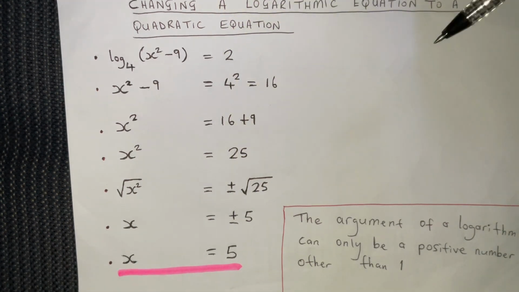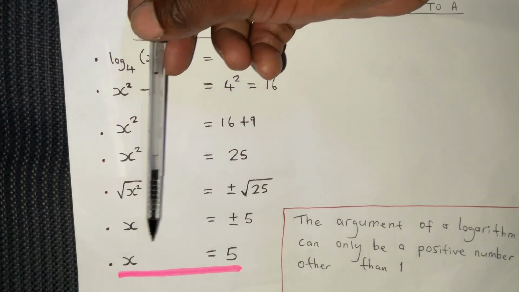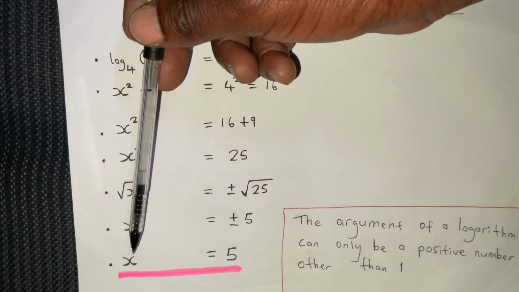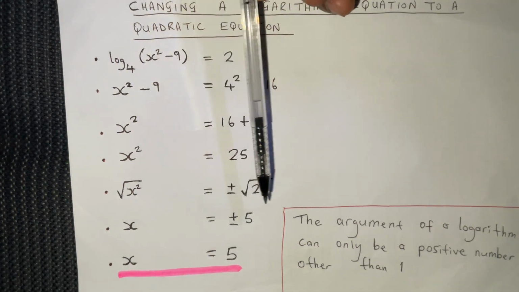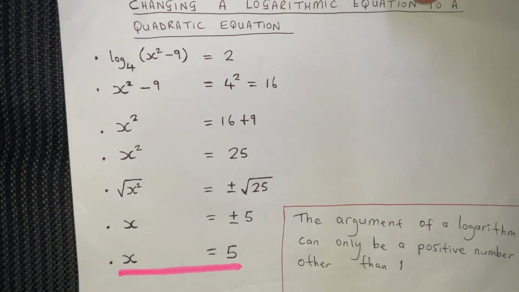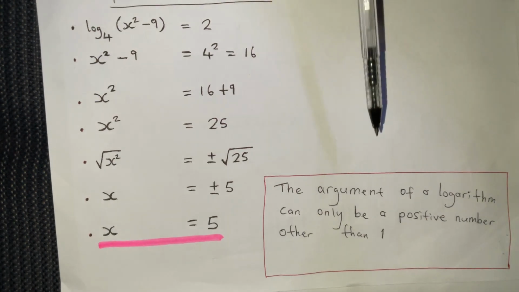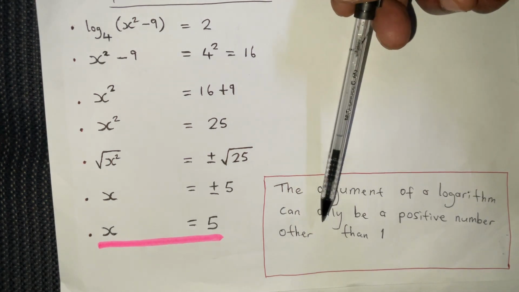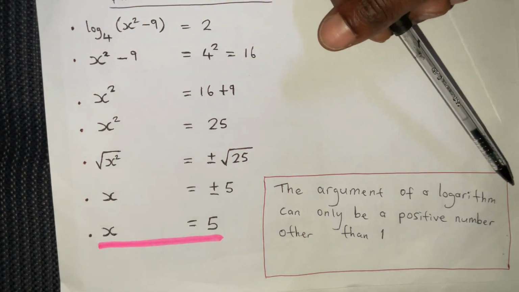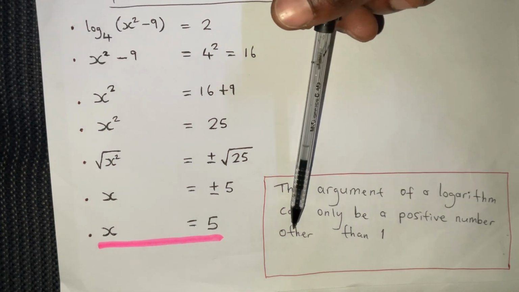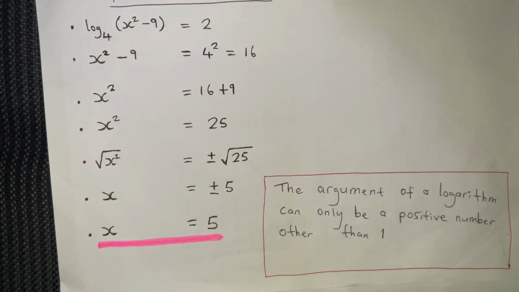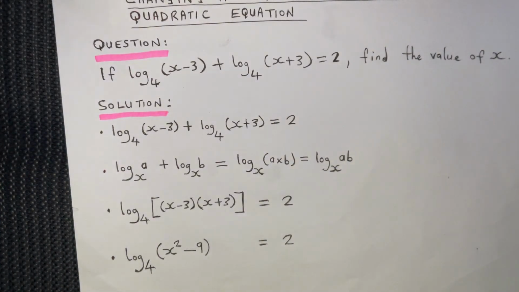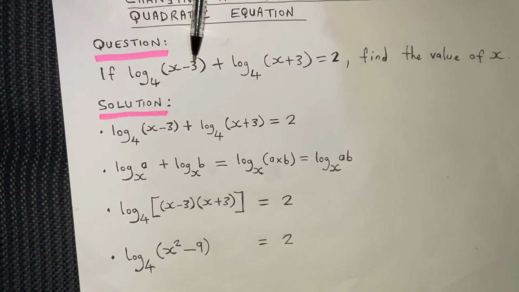But we don't have negative logarithms. So our final answer will be x, I'll take the positive solution. X equals 5. Why? Because as stated here, the argument of a logarithm can only be a positive number other than 1. So I take the positive solution. Okay, if we come here, this is the argument, this is the base.